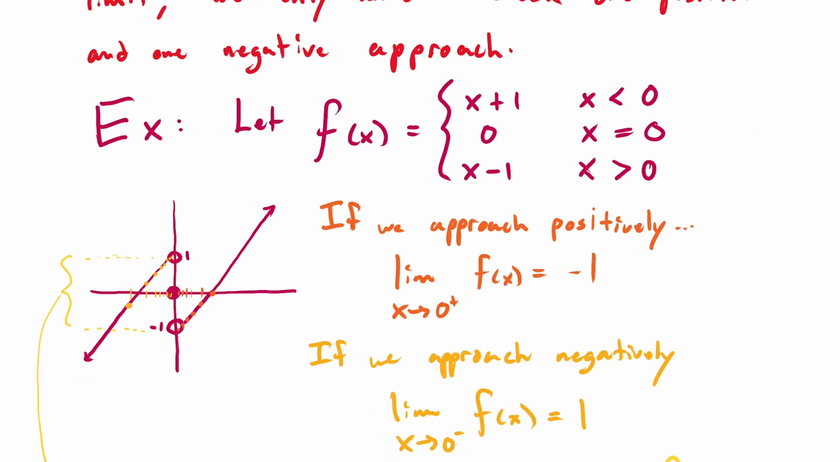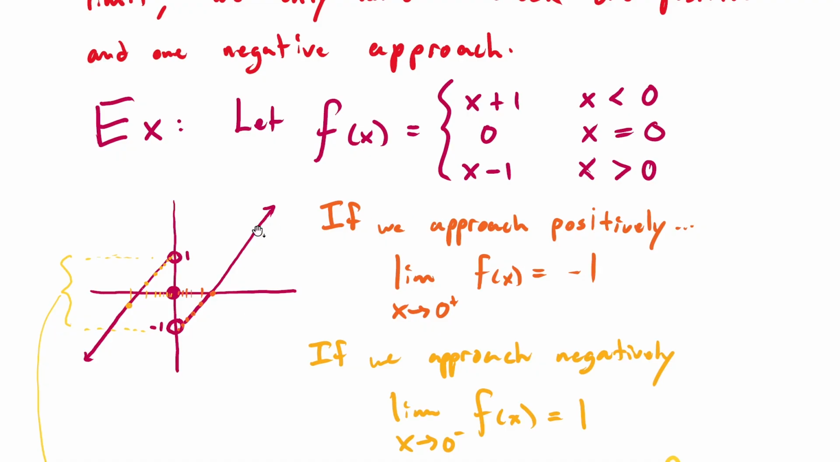Let's do a more concrete example where we see a limit which does not exist. Consider this stepwise function here. F of x is defined to be x plus 1 when x is less than 0. It's defined to be x minus 1 when x is greater than 0. And it's defined to be 0 when x is equal to 0.